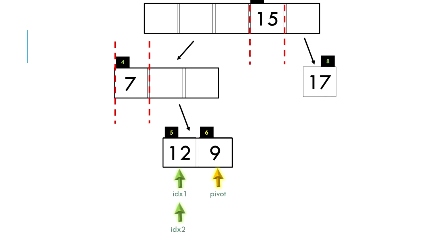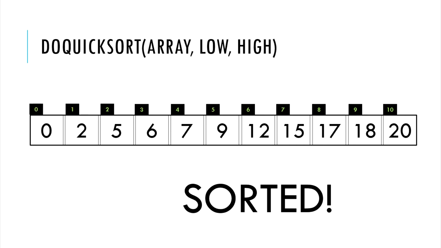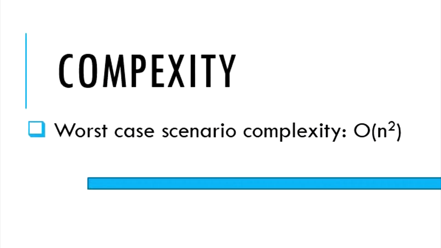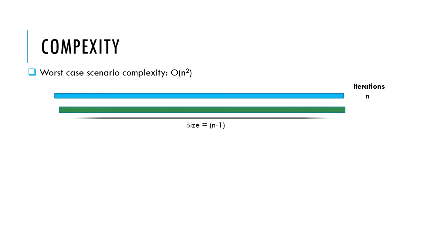After all these partition operations on the recursively called subarrays, we finally get an array that is completely sorted. In the worst case, the complexity of this algorithm is order of n squared. This would be the case when we do n iterations to figure out that the pivot belonged to either the rightmost or the leftmost position. Thus, after the partition, the doQuicksort function would be called on an array of size n-1.